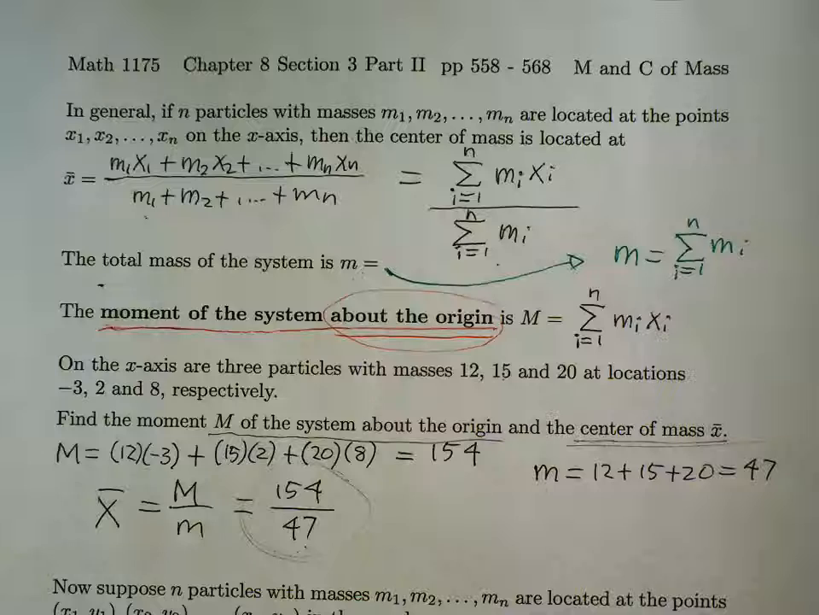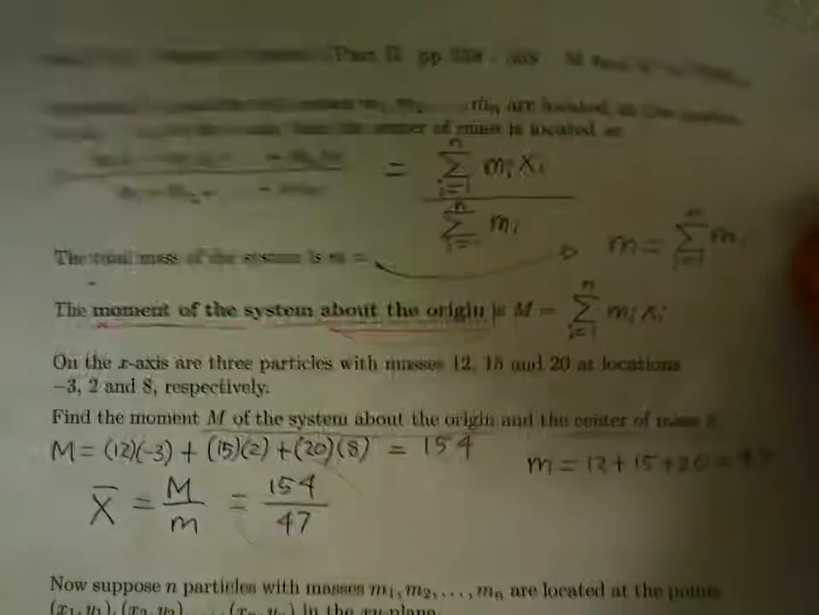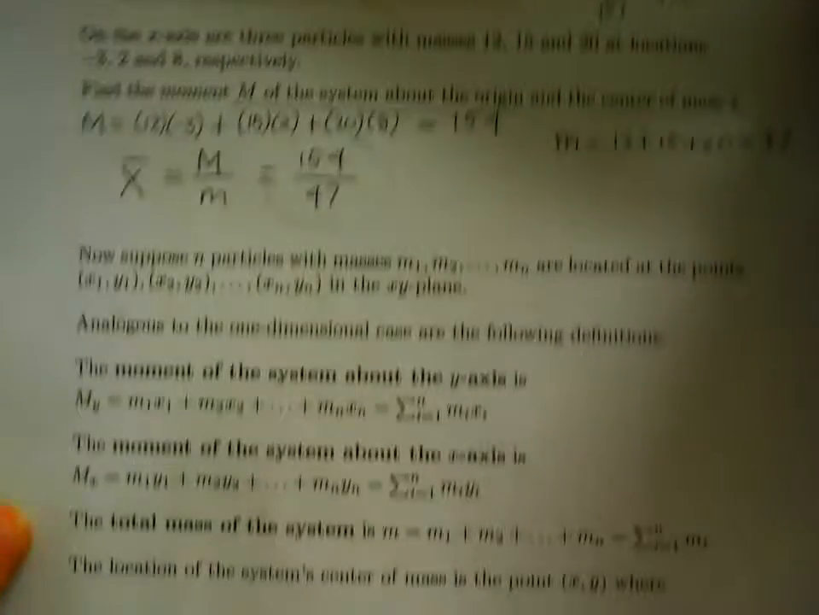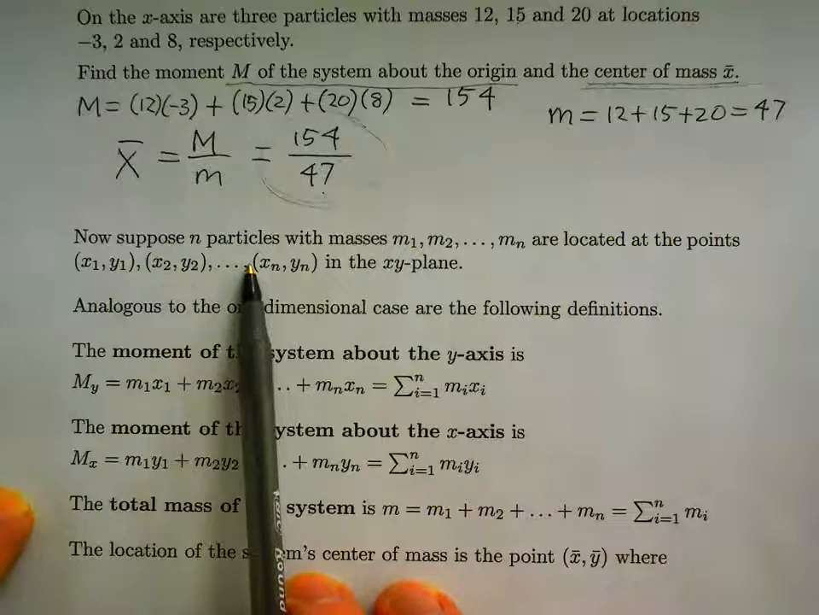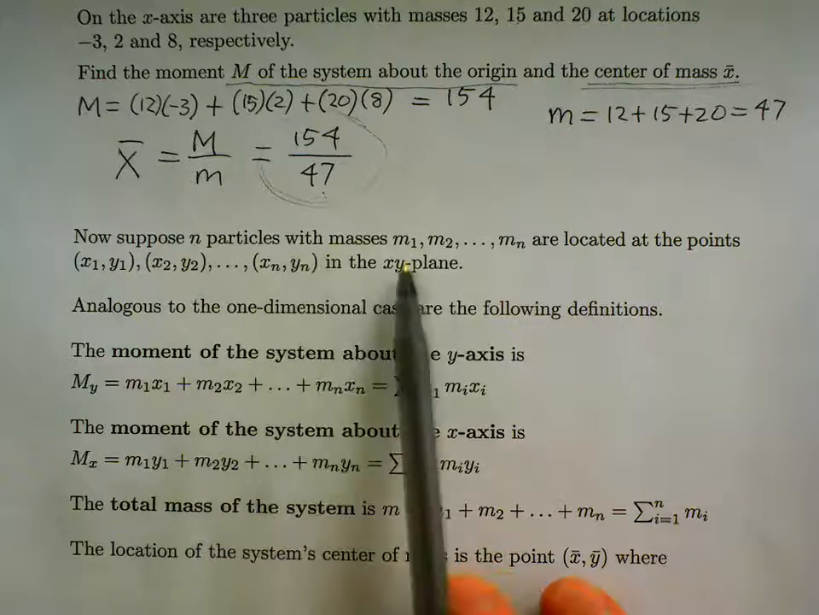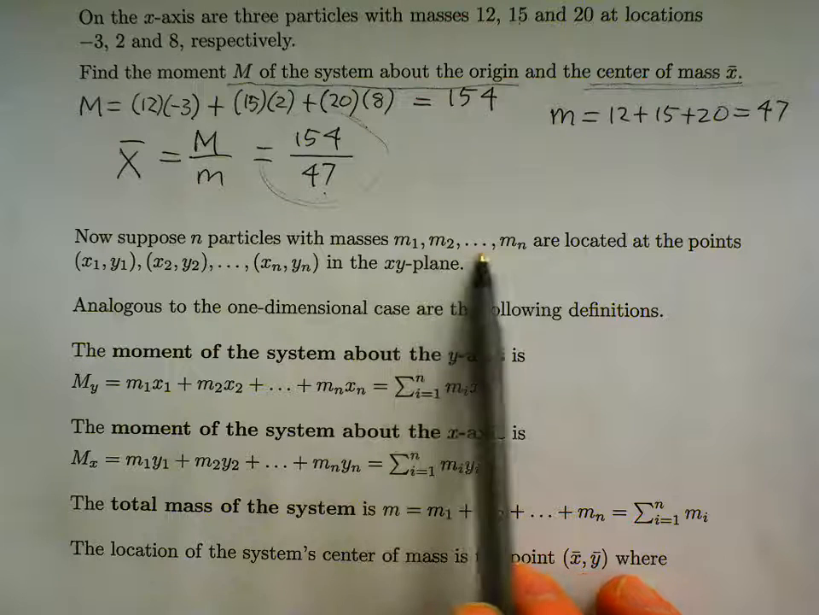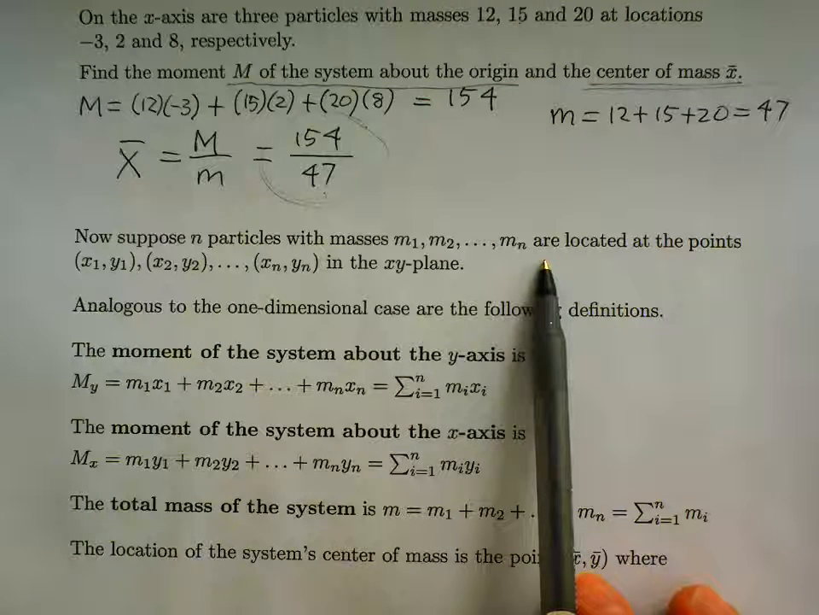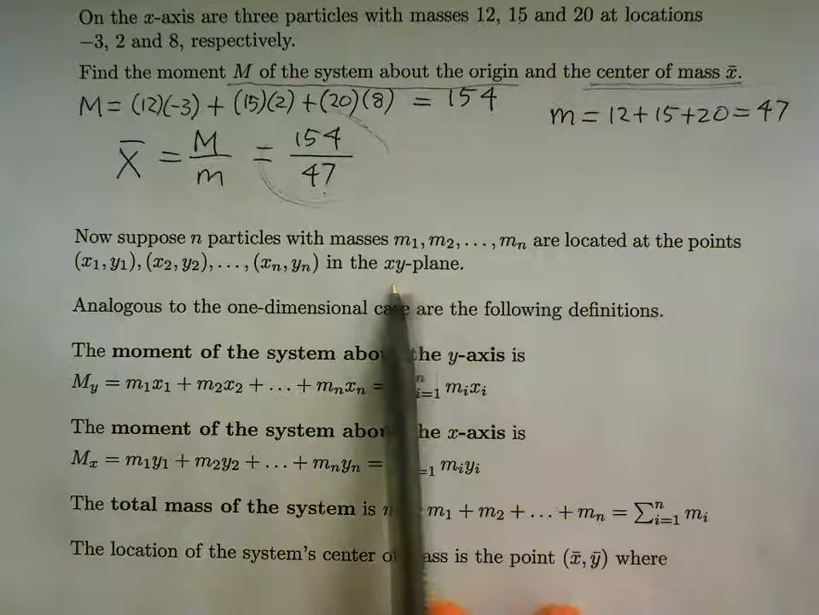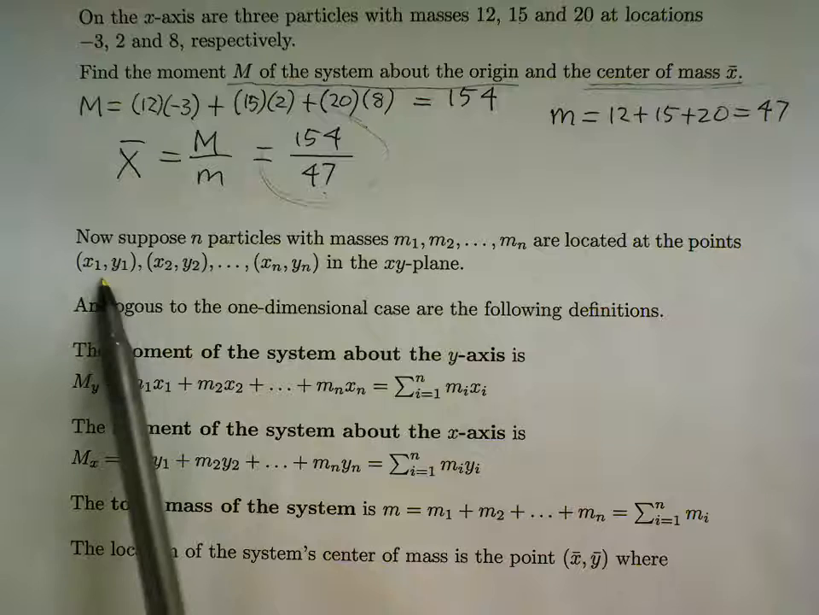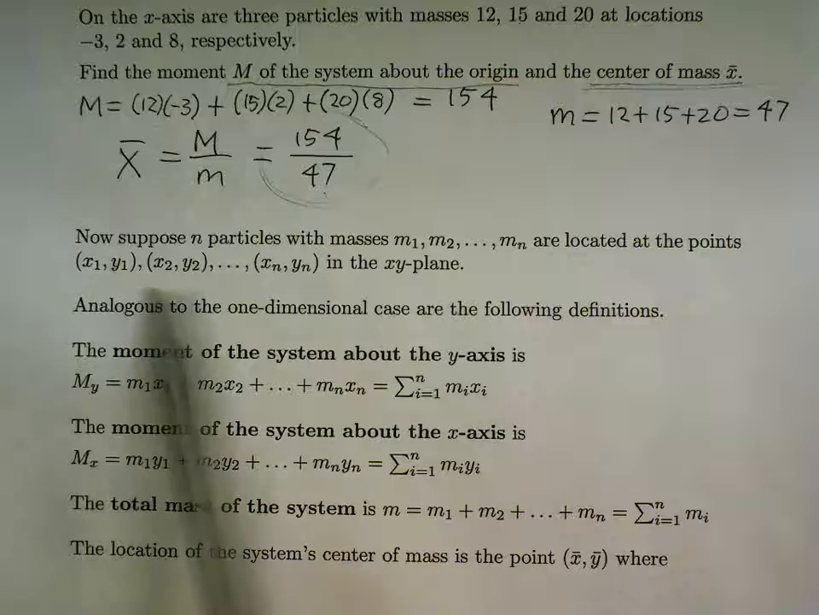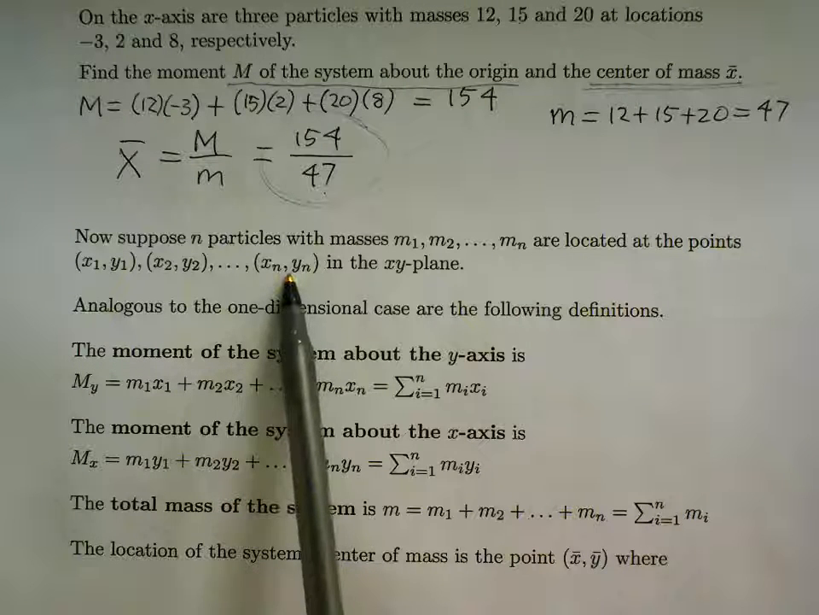Okay, we'll go up to the next dimension. Now suppose there are n particles with masses m1, m2, and so on up through mn, and those are located at n points in the xy plane. So the first point, x1, y1, that's the ordered pair of that point in the xy plane, and so on. And the last point is xn, yn.